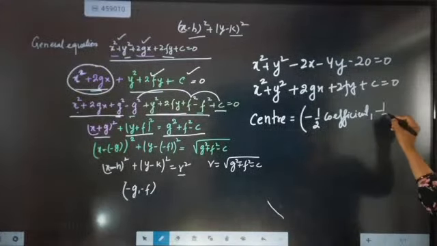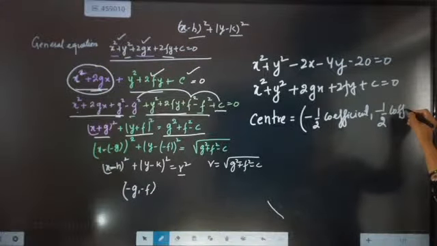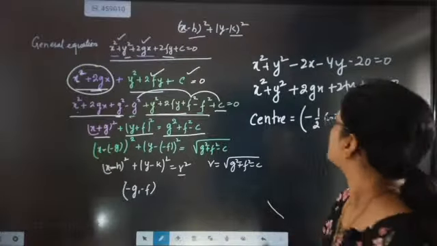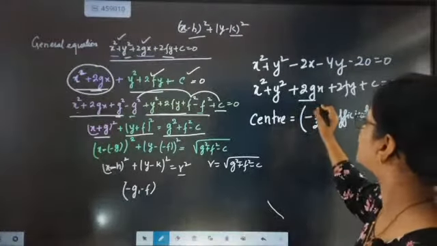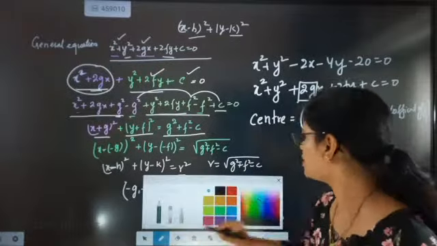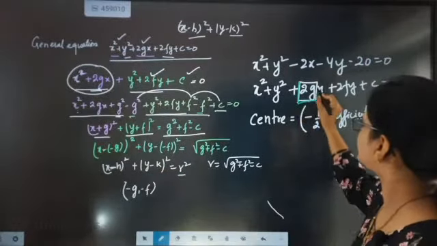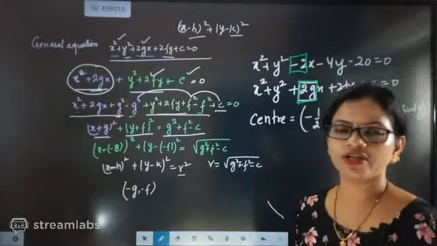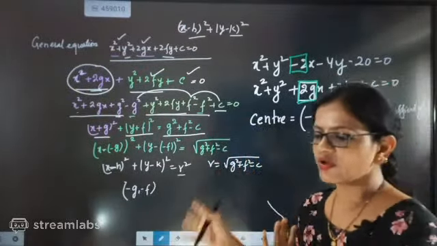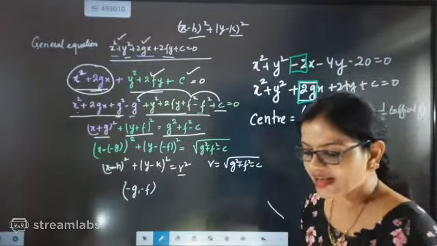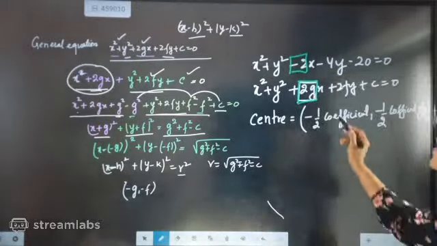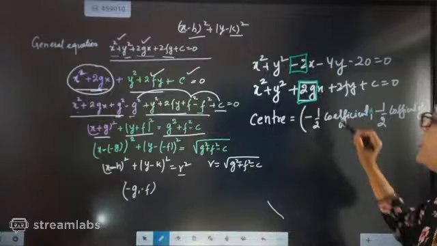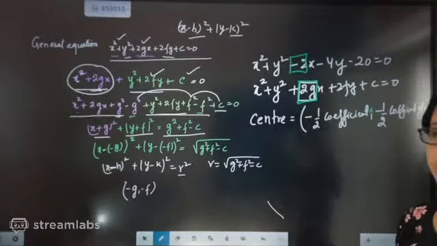comma minus 1 by 2 coefficient of y. Why have I done it like that? Because you have to compare this 2g exactly with minus 2. But how many times are we going to write this? We will write that directly. One small work we are going to do: whatever the coefficient of x is, we will write here, and whatever the coefficient of y is, we will write here.